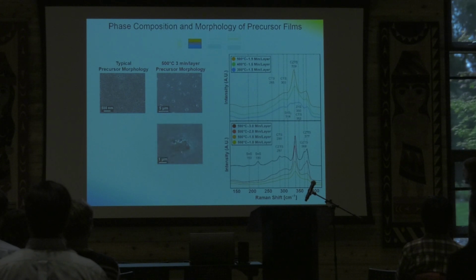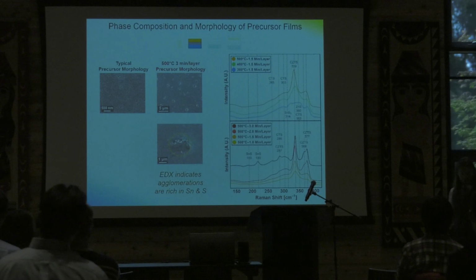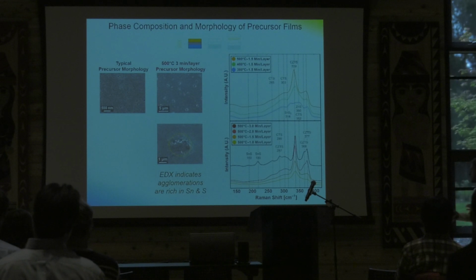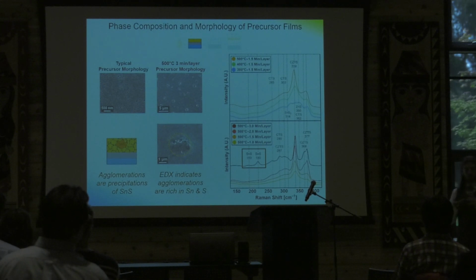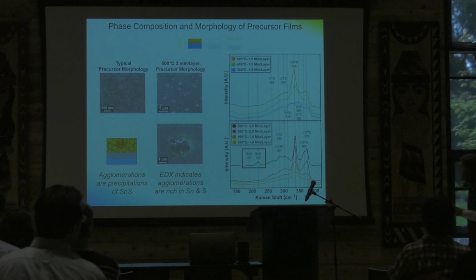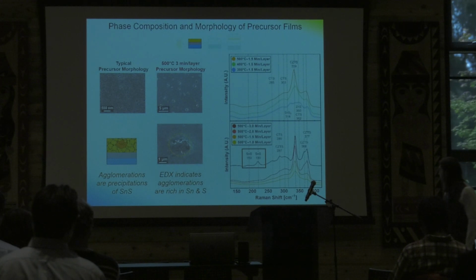And if we zoom in on these and look at them with EDX, which tells you the elemental composition of a film during SEM, scanning electron microscopy, you can see that they're rich in sulfur and tin. And if we compare this to the Raman data, the picture becomes clear: at this highest temperature, you form tin sulfide that precipitates out of your film. And this is related to that decomposition reaction I showed you a little earlier.